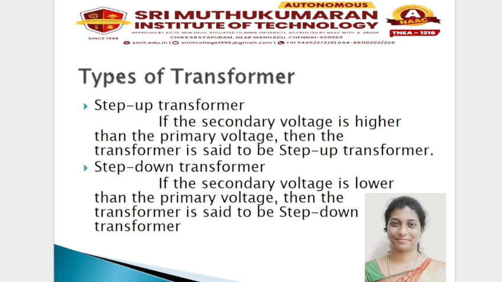If the secondary voltage is higher than the primary voltage, meaning the secondary winding has more turns than the primary winding, then the transformer is said to be a step-up transformer. Then, what is a step-down transformer? If the secondary voltage is lower than the primary voltage, where the secondary winding is lower than the primary winding, then the transformer is said to be a step-down transformer.